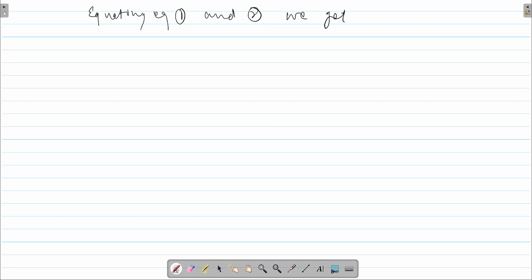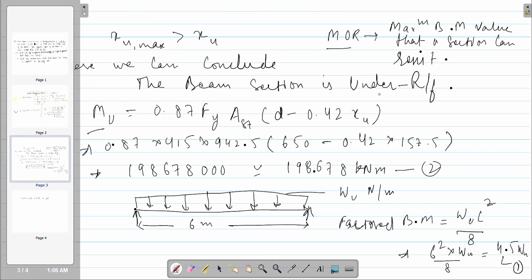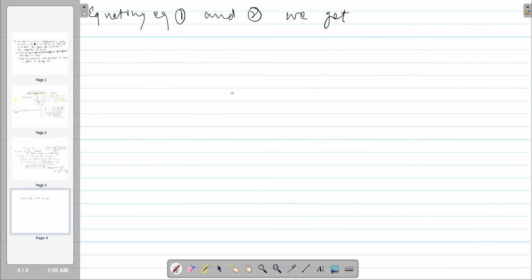Equating equation 1 and 2, we get... why are we equating these values? Because MOR is nothing but the maximum bending moment value that a section can resist. As we have already calculated a MOR value, that is this one. The maximum bending moment value we can calculate for a factored load for a simply supported beam is through this formula, WU L square by 8. As we have one unknown value, we can calculate by comparing both the equations and find out the value of factored load.